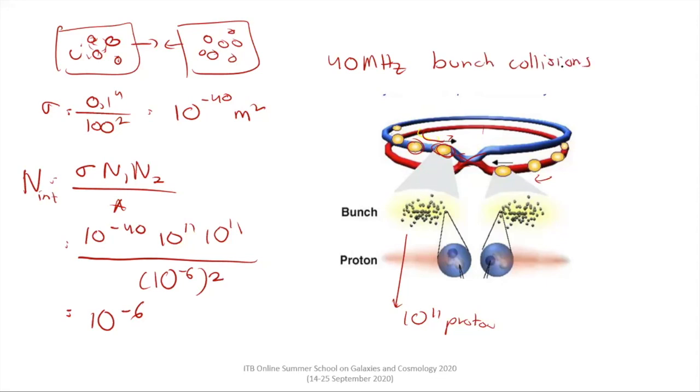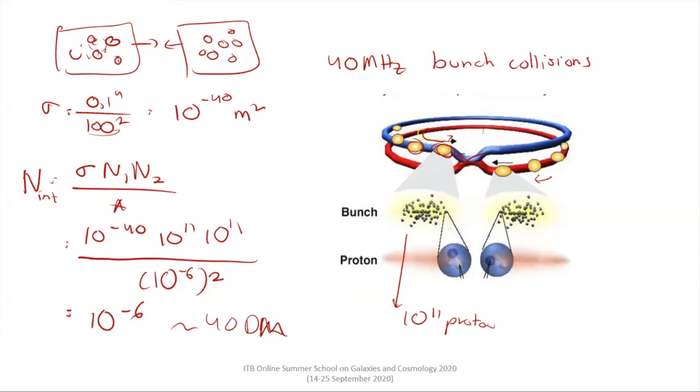So in 1 second, you expect to have a 4D dark matter creation, if this picture is correct, if the dark matter is 4D dark matter. Yeah, so it's okay. The LHC has been running for years basically, so you get a lot of dark matter events, if this is correct. But there is a little problem with this.